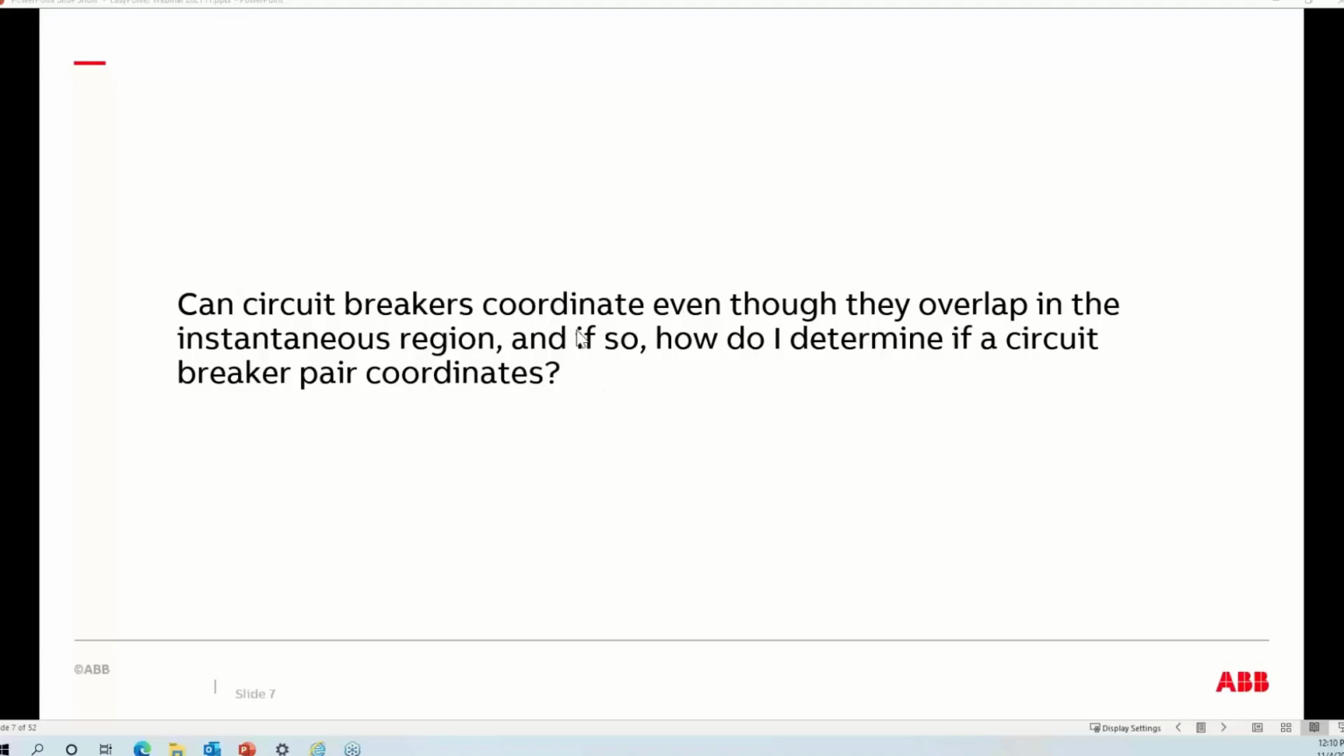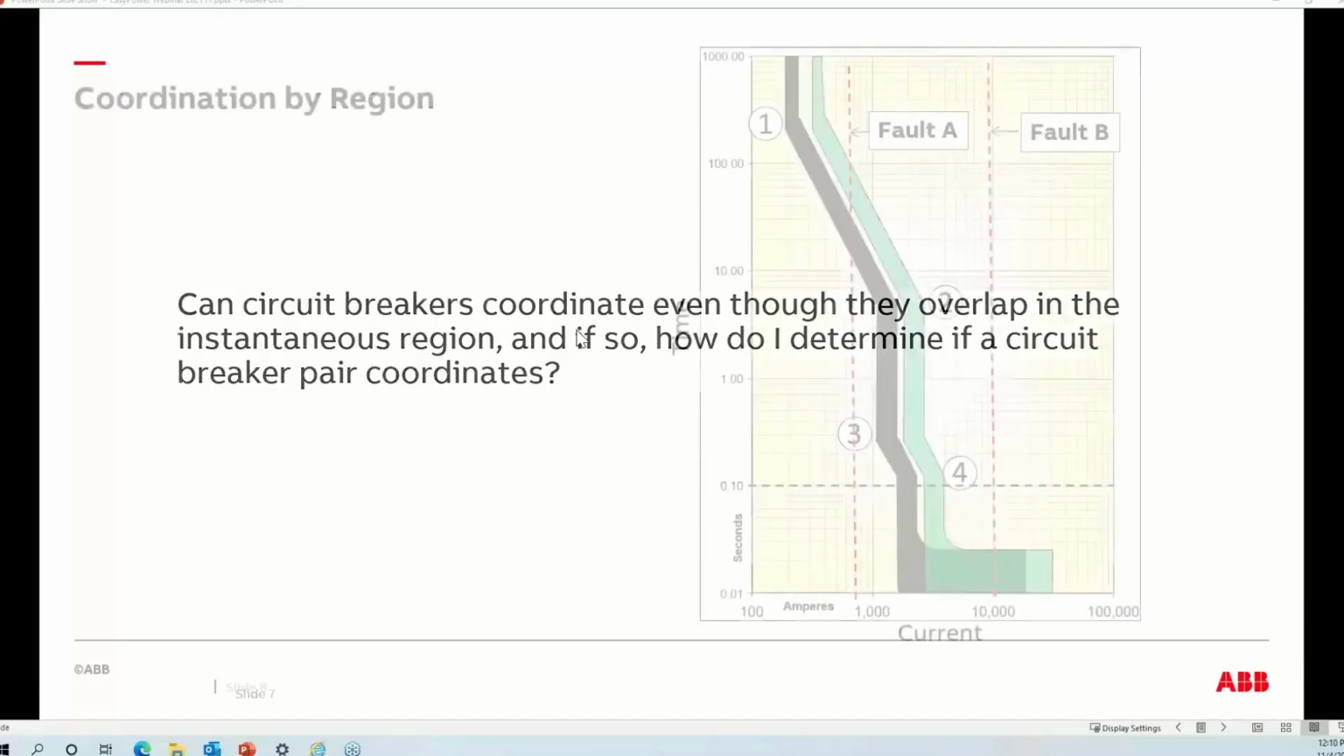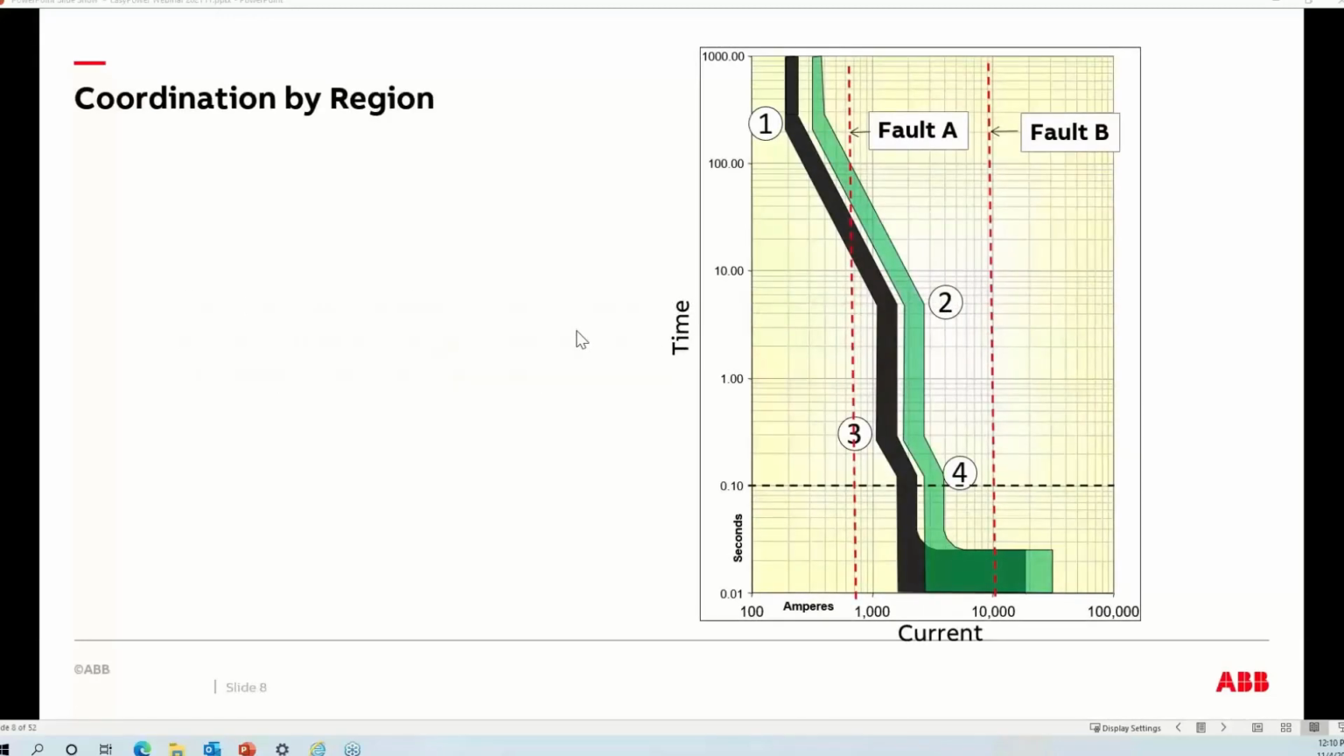Can circuit breakers coordinate even though they overlap in the instantaneous region? And if so, how do I determine if a circuit breaker pair coordinates? Well, the upfront answer to that is yes, the circuit breakers can coordinate, but let's work our way slowly to that point. The way I like to discuss it is to just recognize there are two major parts to a time current curve when we're talking coordination.